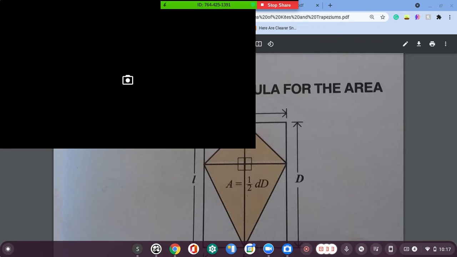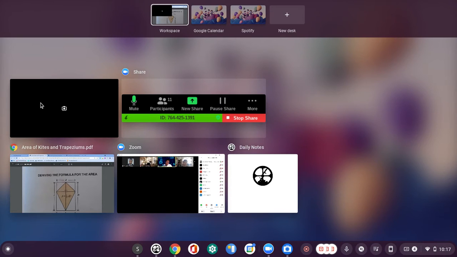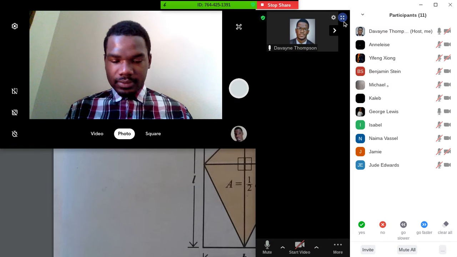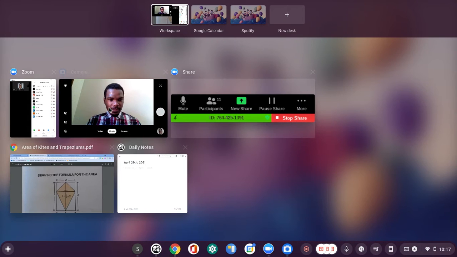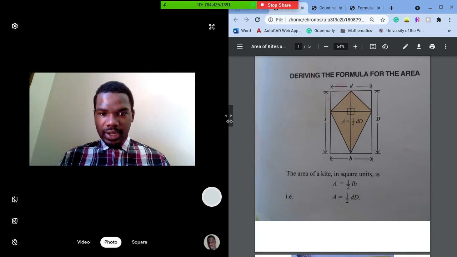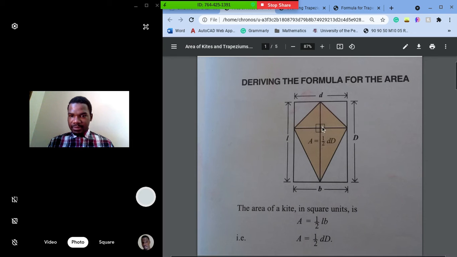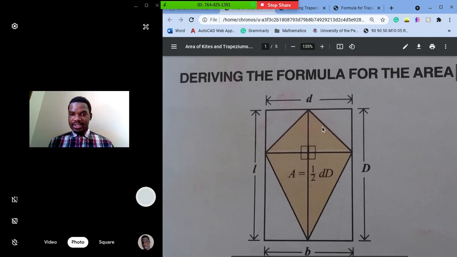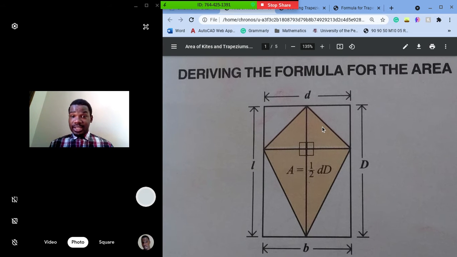Alright, so let me just do it on screen. One second, I'm going to put you guys over here. Can everybody see this PDF? Yes, sir, with the triangle. Yes, this is the kite. So this is what we've been talking about. Now we have a perfect diagram to explain how a kite looks.